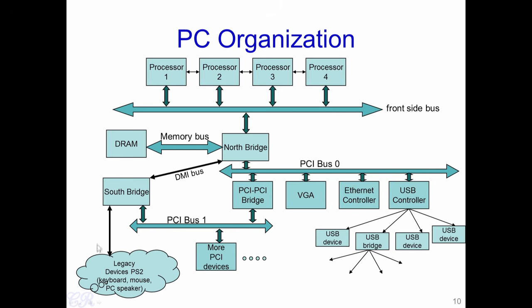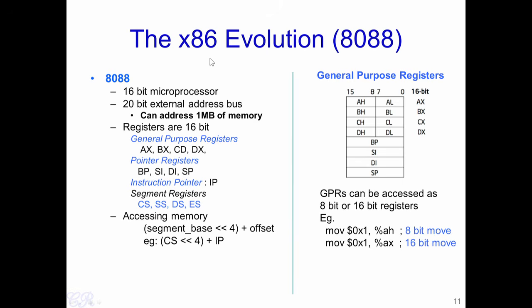So, in the south bridge, various legacy devices like the PS2 devices, keyboard, mouse, PC speaker and so on are connected. So, let us start with how x86 or the Intel x86 processors evolved. It all started with the 8088 processor, as it was generally known. This was a 16-bit microprocessor which had a 20-bit external address bus and therefore could address up to 1 MB of memory. So, how did we get this 1 MB?